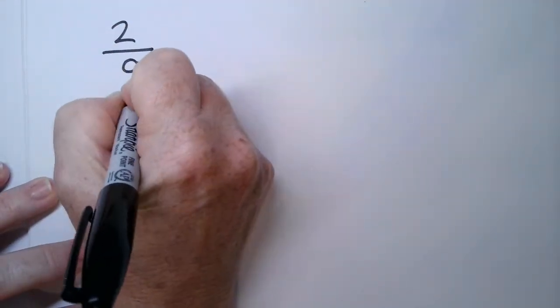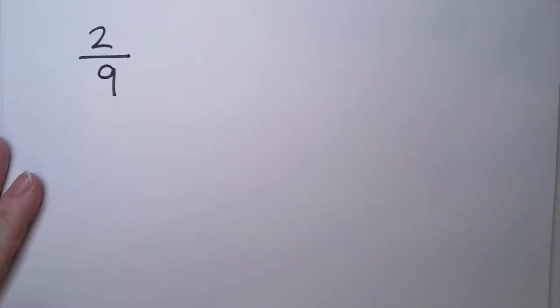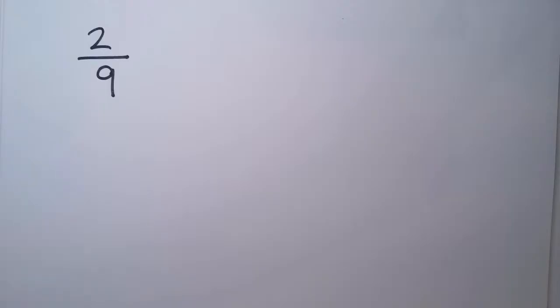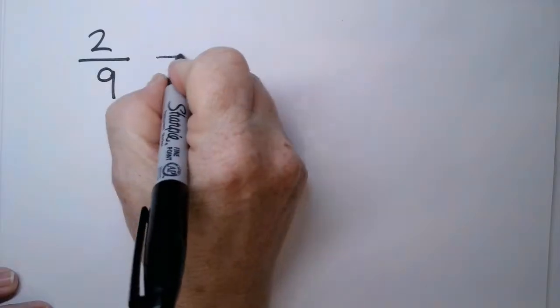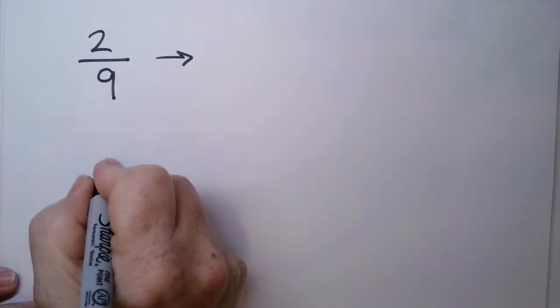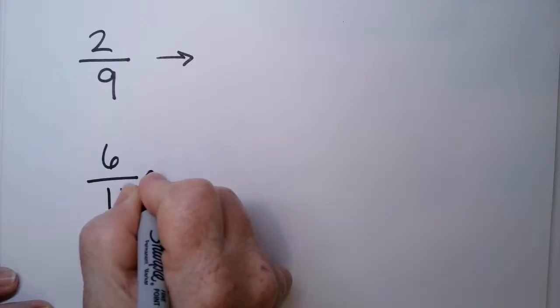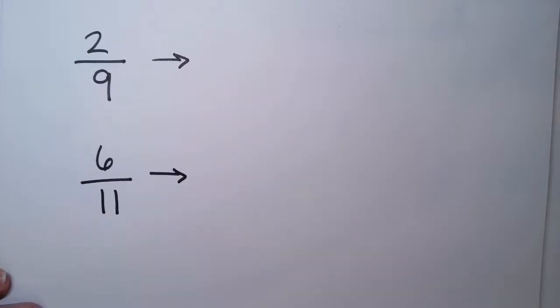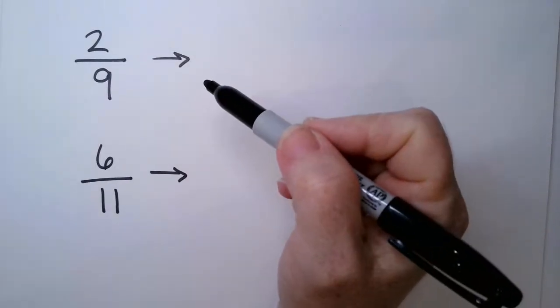The first one is, what is 2/9 written as a decimal and also written as a percent? Okay, 2/9 is a fraction. I would like to know, what is that as a decimal and what is it as a percent? And then if you finish that one, let's look at 6/11. That's the second one. Okay, so you can use a calculator if you'd like.